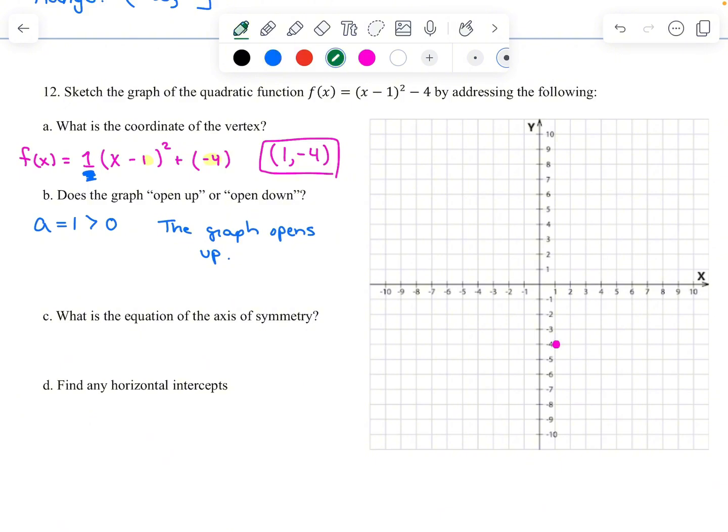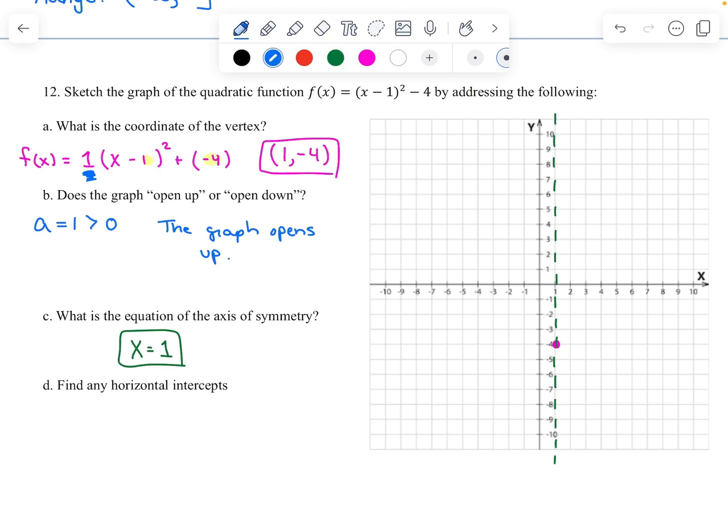Part C, what is the equation of the axis of symmetry? The axis of symmetry is going to be the x-coordinate of the vertex. So in this case, x is equal to 1. Now I'm going to place a vertical line through the vertex. This vertical line is not part of the graph. However, the graph will be symmetric about this vertical line.